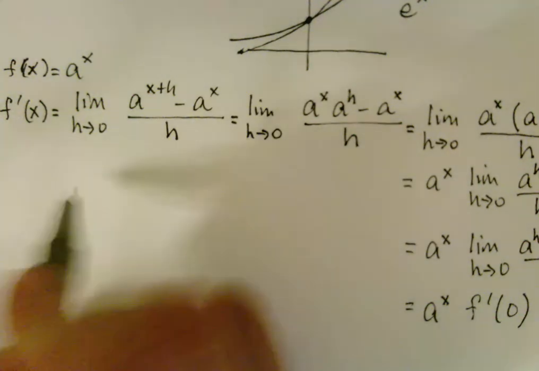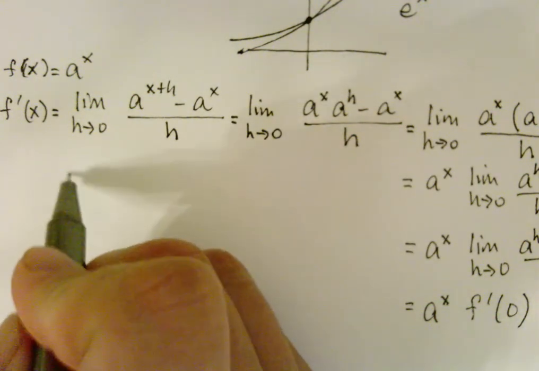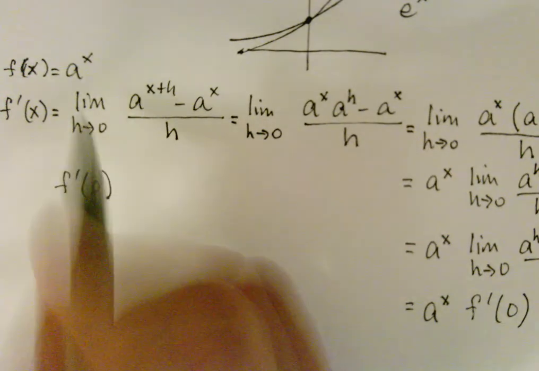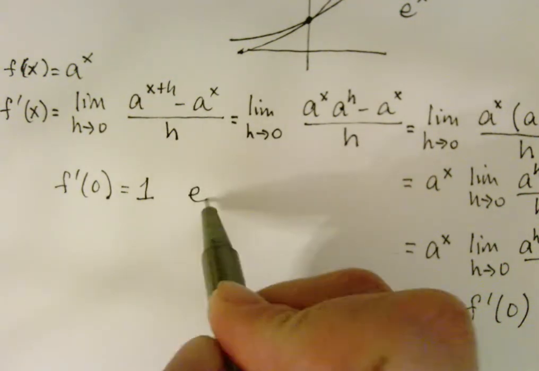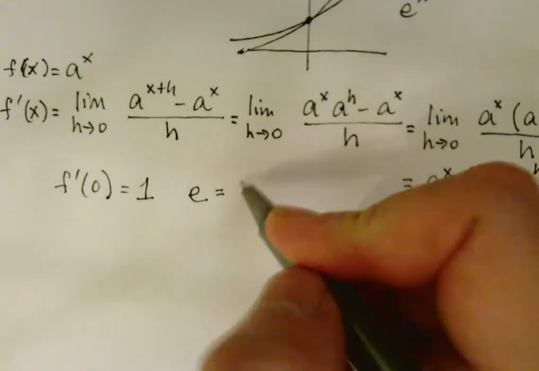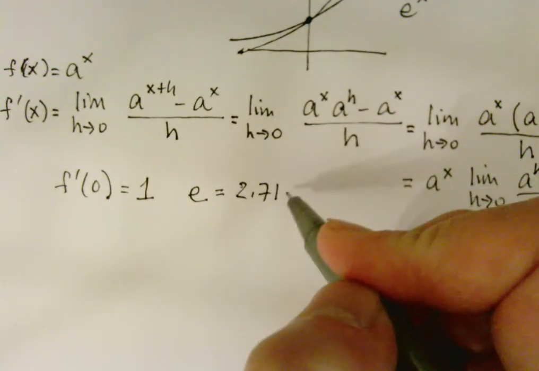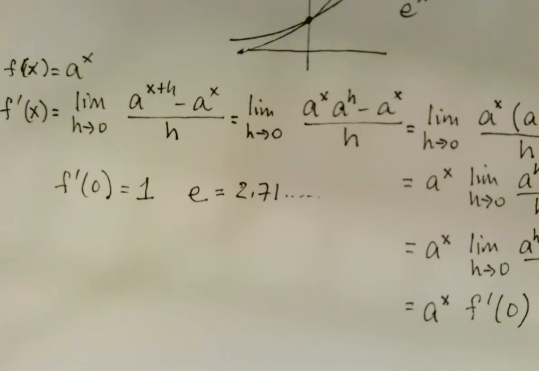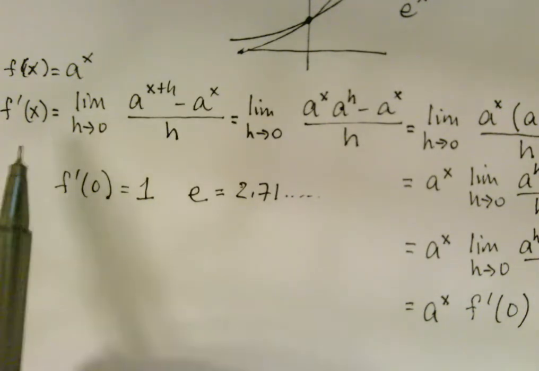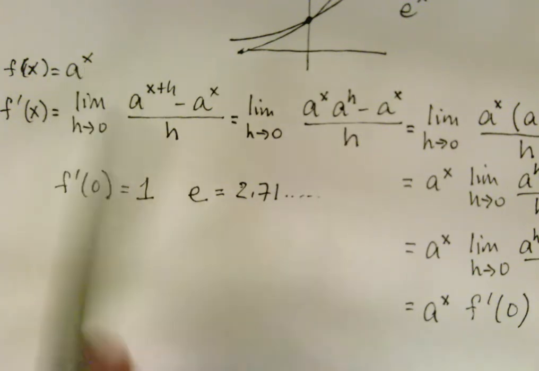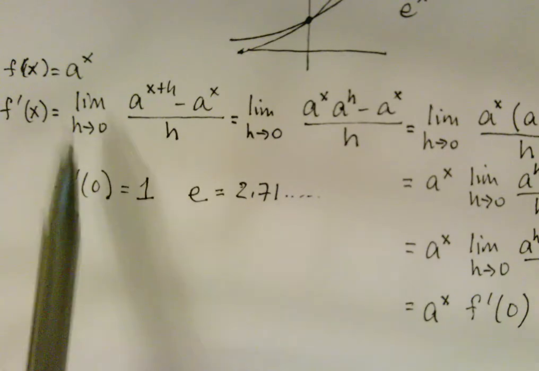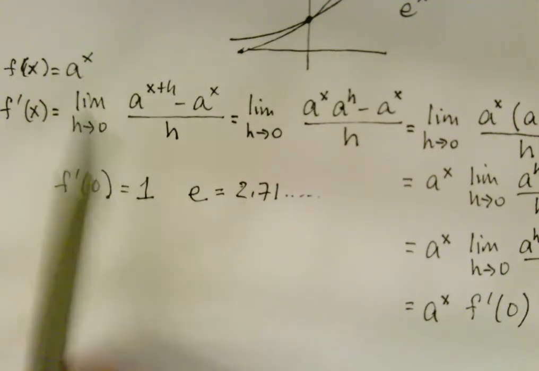And that value of a that satisfies f prime of 0 equals 1 is the number e, which equals 2.71, etc. So it is just a number, but it's a very special number that has the property that when you differentiate e to the x, you get it back. In fact, we can define e to be this exact number that gives us the property that e to the x is its own derivative.